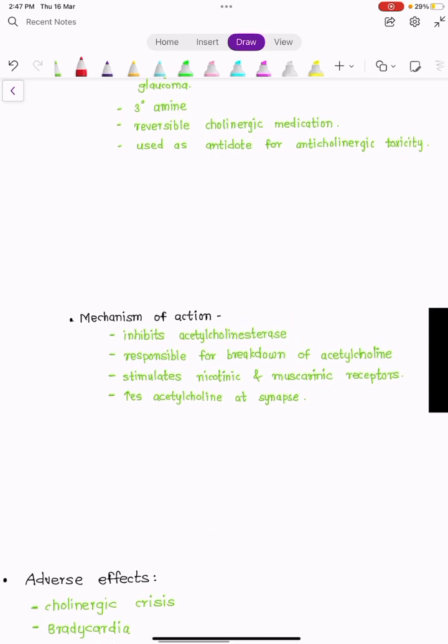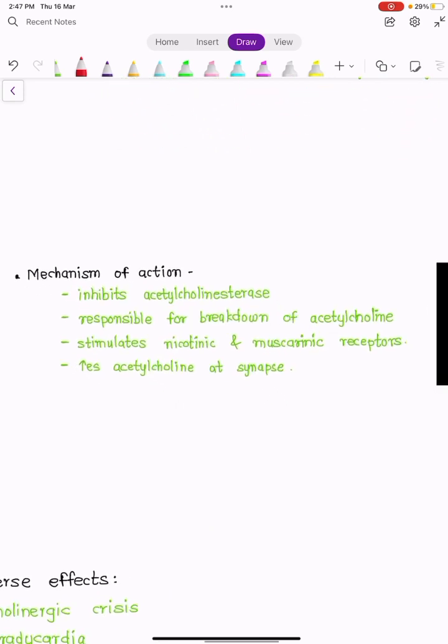Okay, moving forward, the mechanism of action. It inhibits acetylcholinesterase, which is responsible for the breakdown of acetylcholine, stimulates the nicotinic and muscarinic receptors, and increases acetylcholine at synapses.